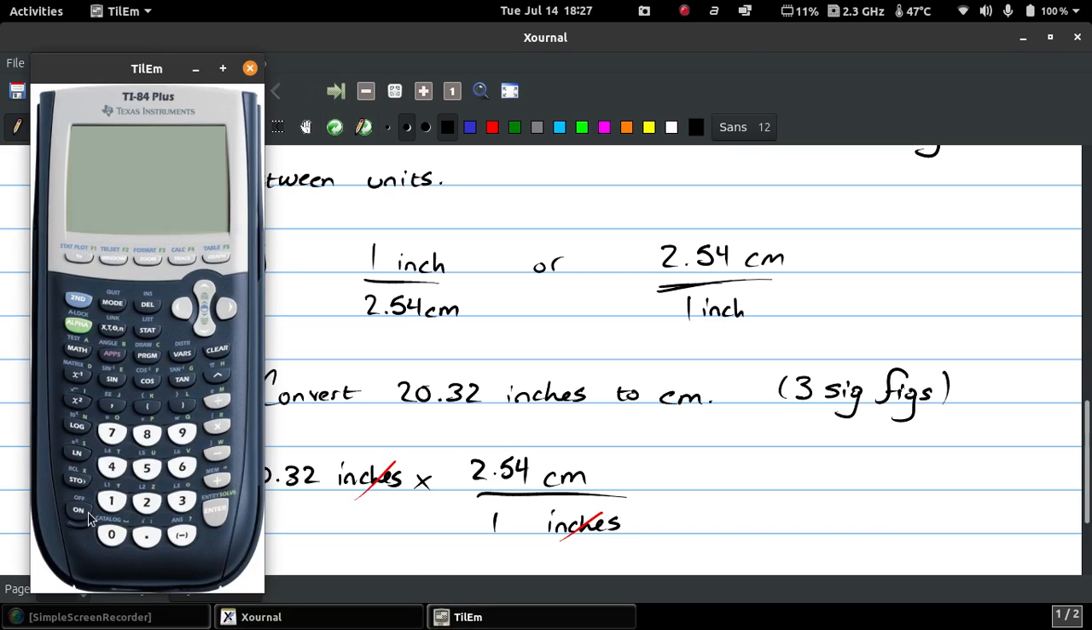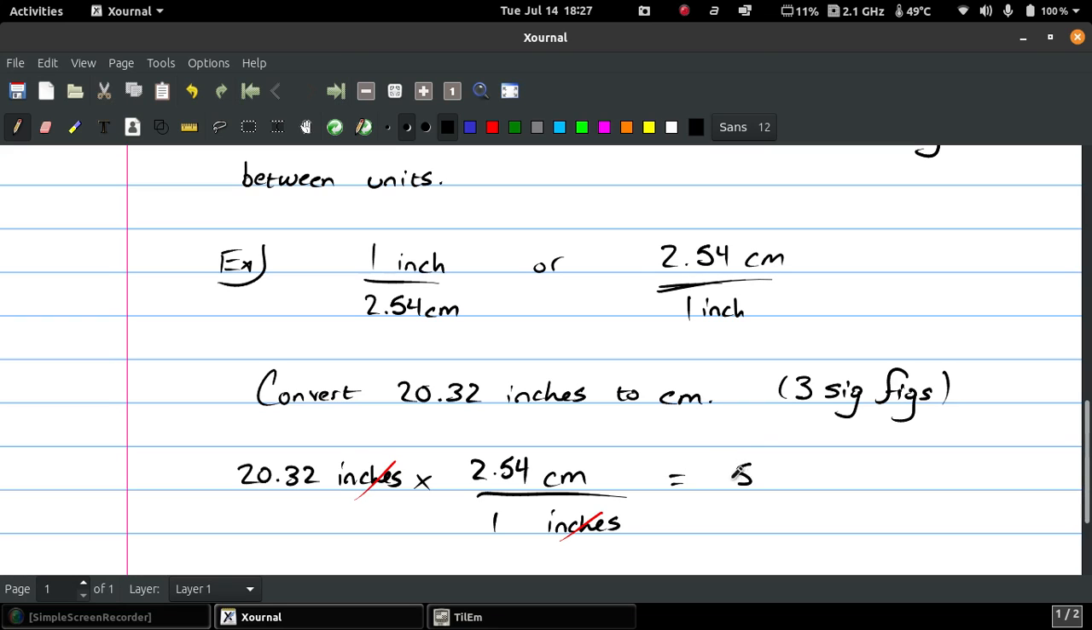So we're going to multiply this in the calculator. We have 20.32 times 2.54. You don't really have to type in the divided by 1, I'm just showing you. So if I wanted 3 significant figures, 51.61. That 1 is what drops, so your answer is 51.6 centimeters.